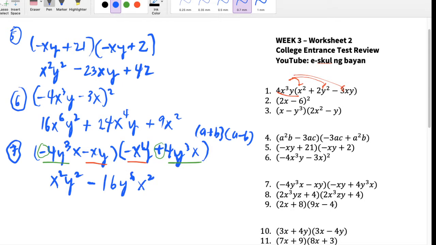Pwede nyo pa rin gawin yung FOIL method again. Dapat ganito rin yung makukuha nyo sagot. Okay. Number 8.